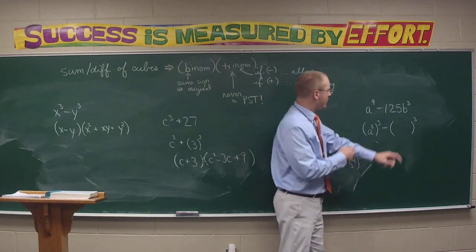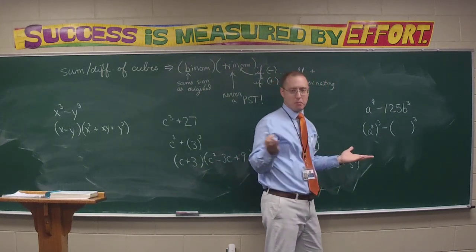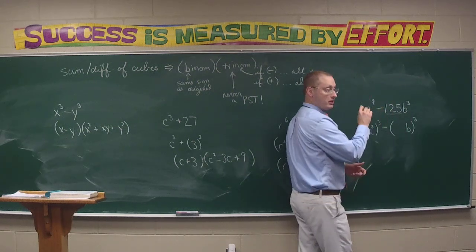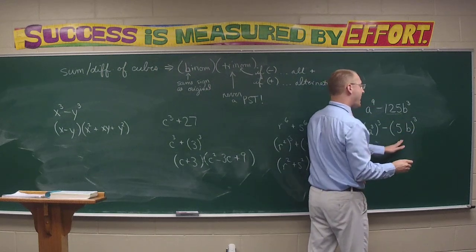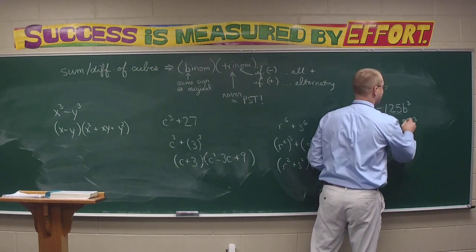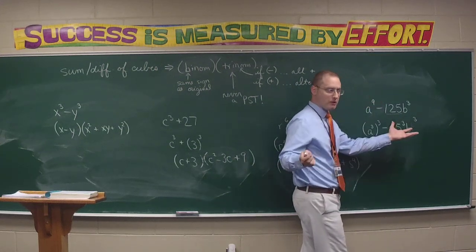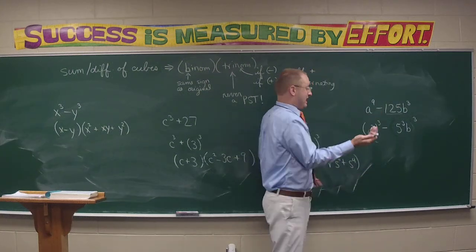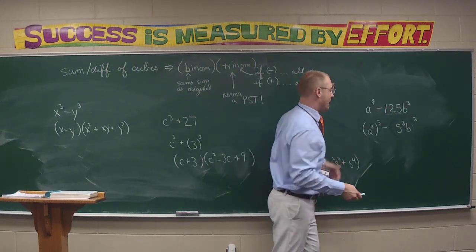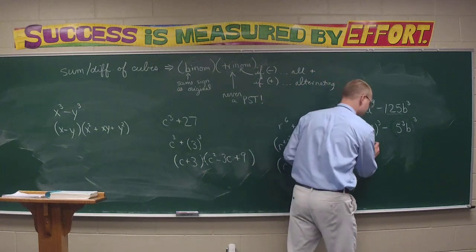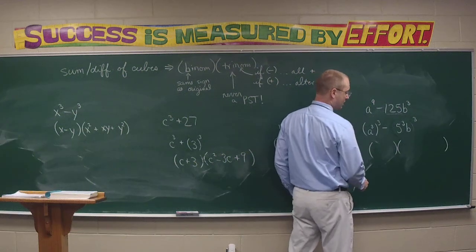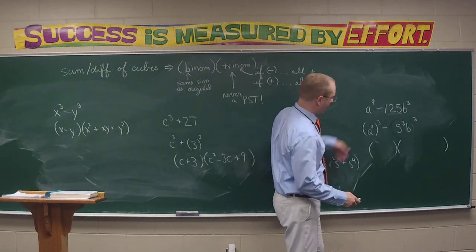What about right here? 125b cubed. Well, obviously the b is being cubed. You can see it right there. What's being cubed to get the 125, anyone? 5. So this is really a 5b that is being cubed. Or sometimes students find it easier to cube them individually. 5 cubed, b cubed. Okay? Either way is fine. Well, in that case, class, we have a difference of cubes. And a difference of cubes factors into a binomial times a trinomial. Genesis, what's the binomial? Knock off the cubes.